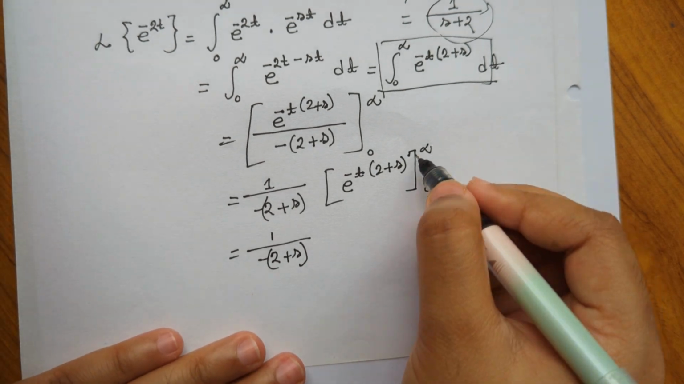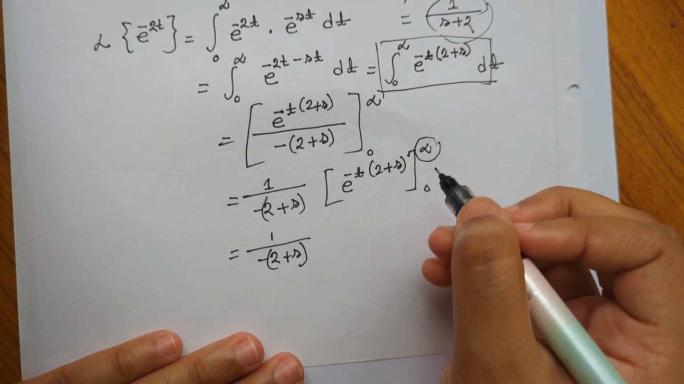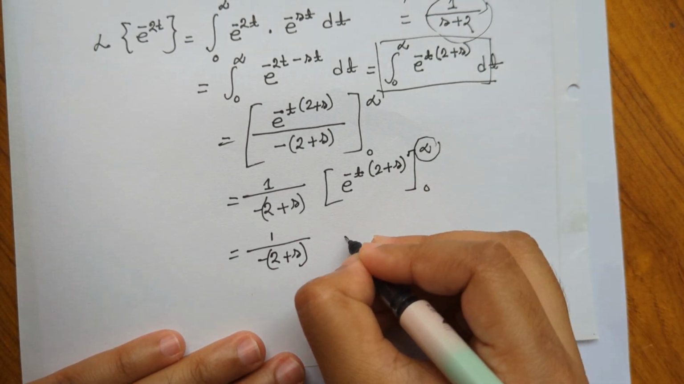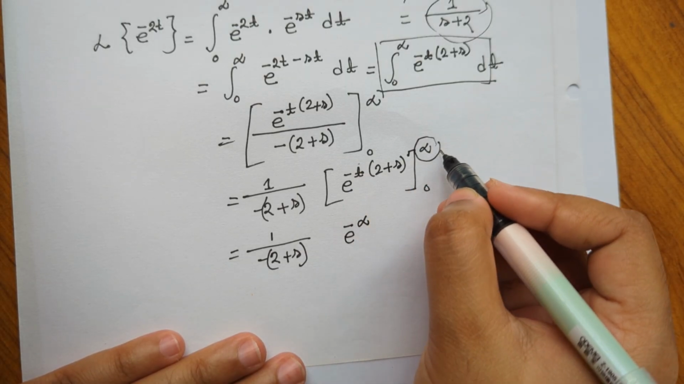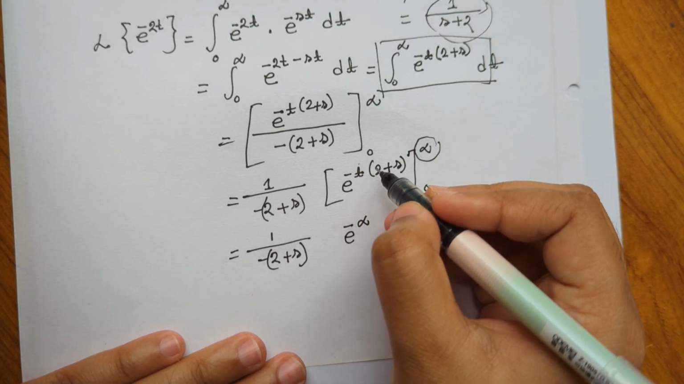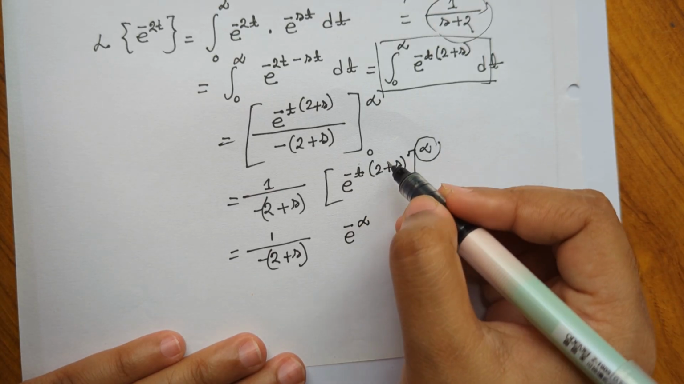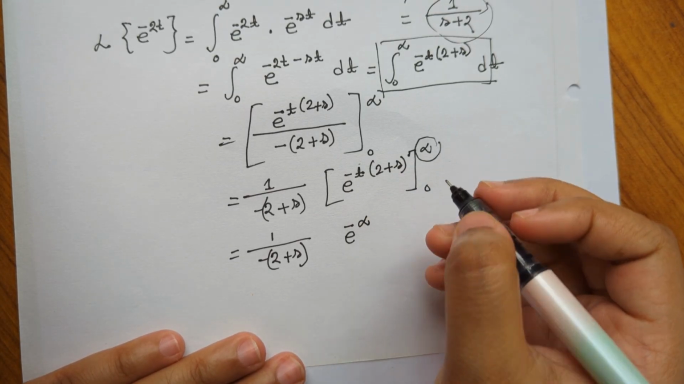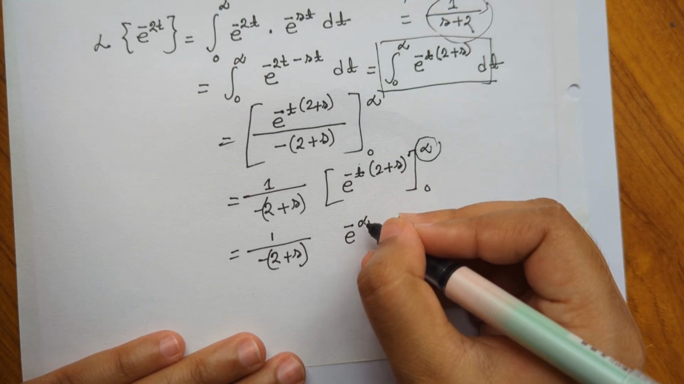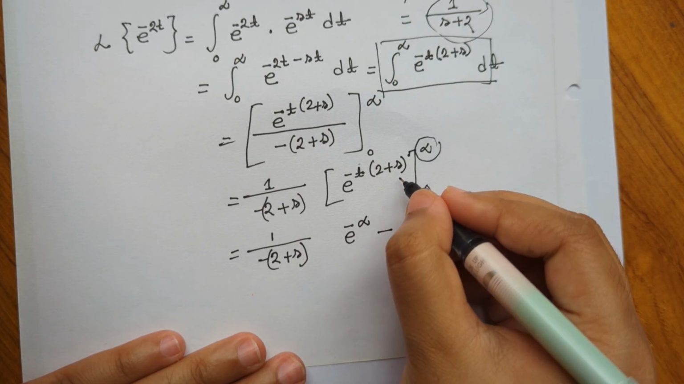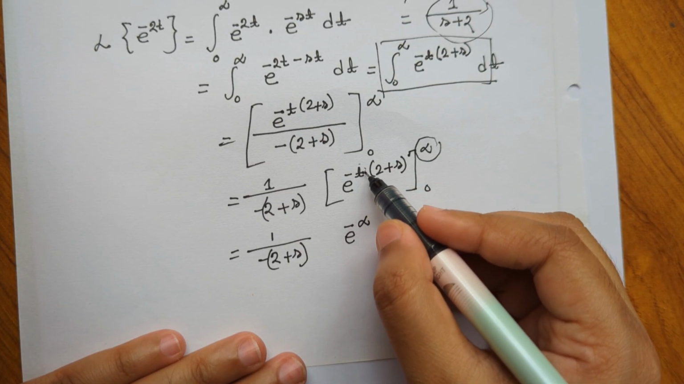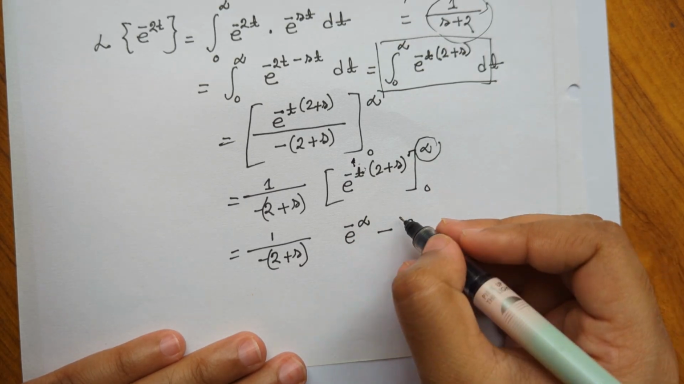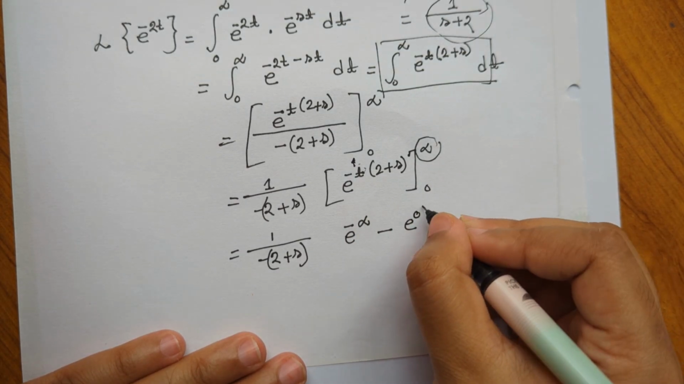So at first we will put in the upper limit value. If we put the upper limit, we will get e to the power minus infinity, because instead of this t we will put infinity. So minus infinity into 2 plus s, and if we multiply anything with infinity, the result will also be infinity. So we got e to the power minus infinity minus e to the power 0, into, we will put 0 instead of this t. So our whole result will be 0.